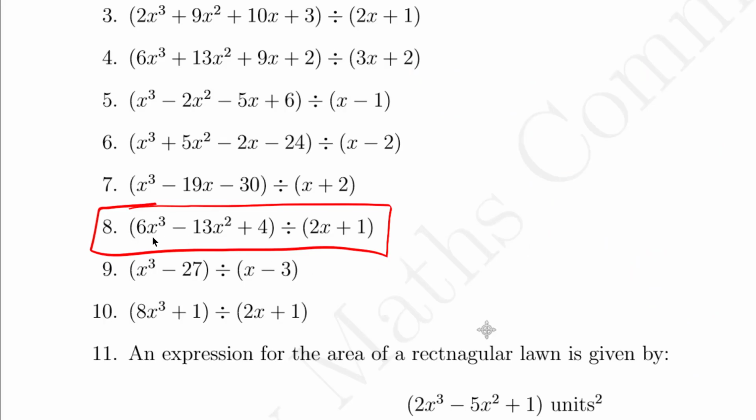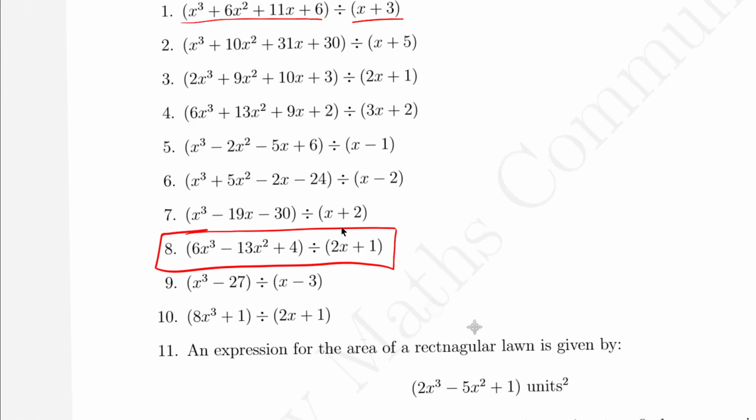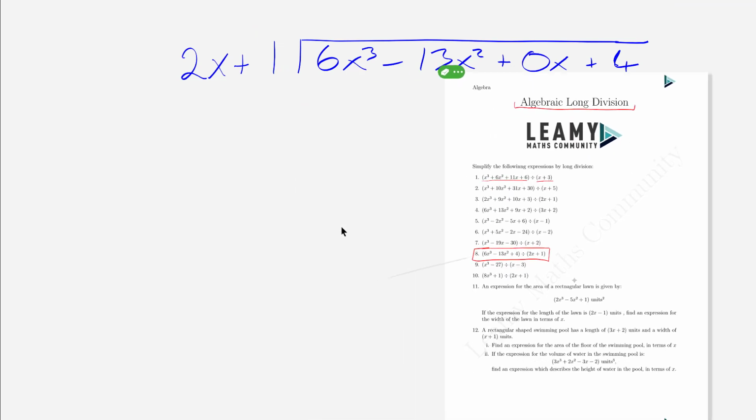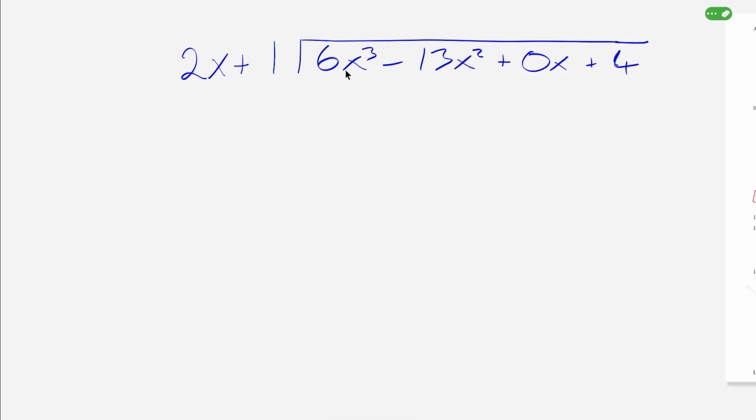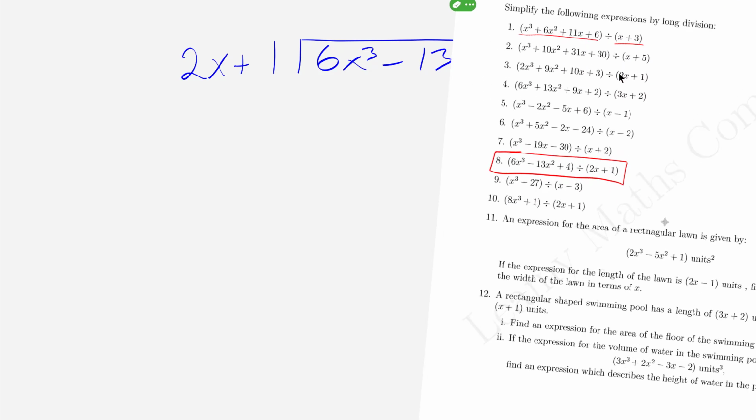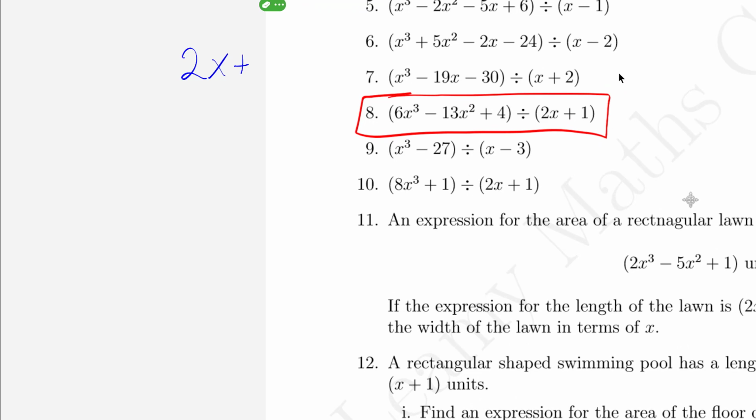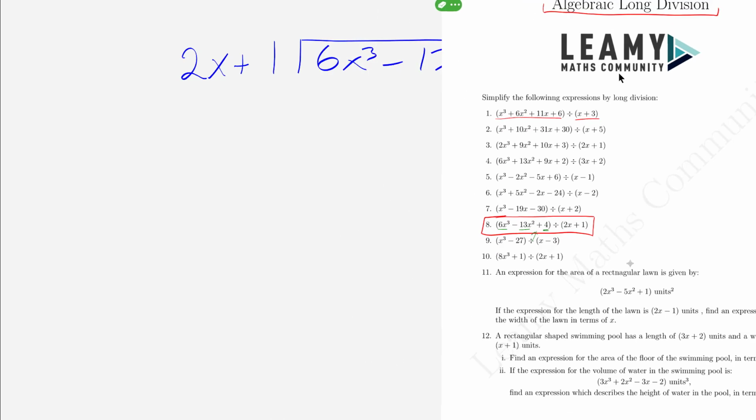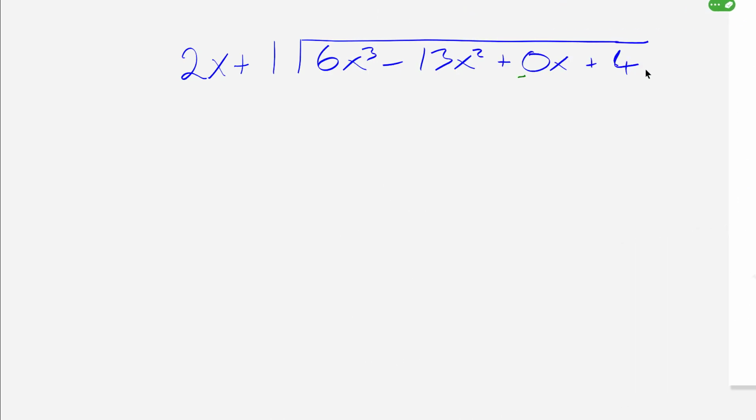So if we've got something like this, 6x cubed minus 13x squared plus 4 divided by 2x plus 1, it's important that when I do the division and write it out, I write it like this: 6x cubed minus 13x squared plus 0x plus 4. If you notice, if we look back at the question, there was no x. There's the x cubed, there's the x squared. We had no x term. It went straight to the plus 4. But in order to keep the layout, we must put in this 0x in order to keep our 4 columns aligned correctly. Then once we've realized that, the division works the same as it did previously.